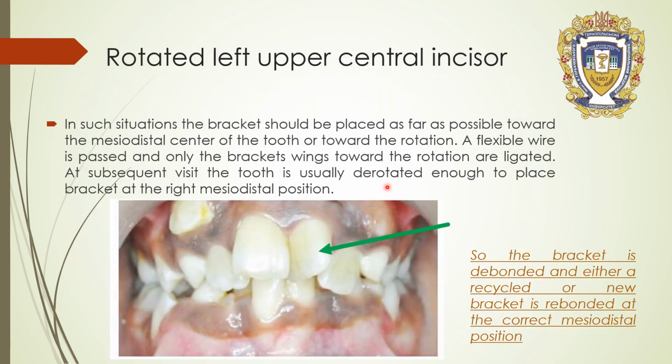In such situations, the bracket should be placed as far as possible toward the mesiodistal center of the tooth or toward the rotation. A flexible wire is passed and only the bracket's wings toward the rotation are ligated. At a subsequent visit, the tooth is usually derotated enough to place the bracket at the right mesiodistal position. So the bracket is debonded and either recycled or a new bracket is rebonded at the correct mesiodistal position.